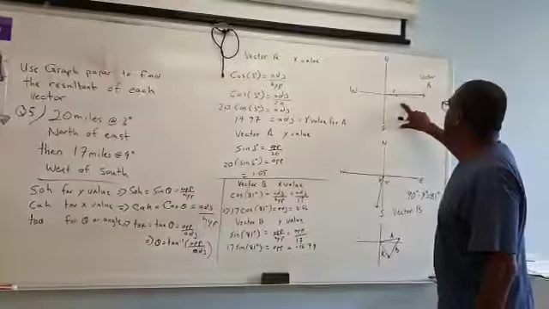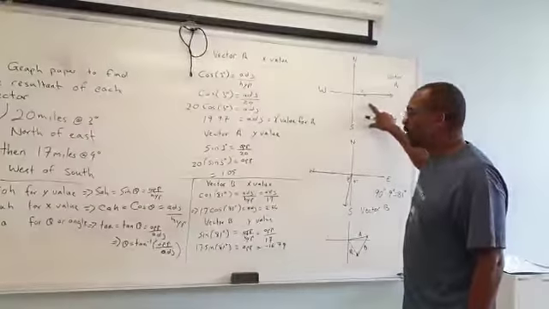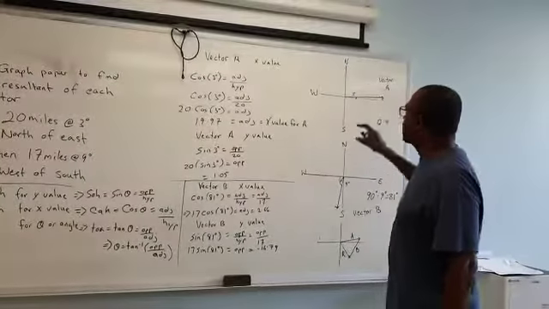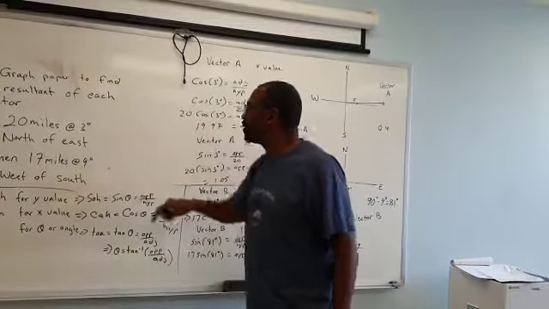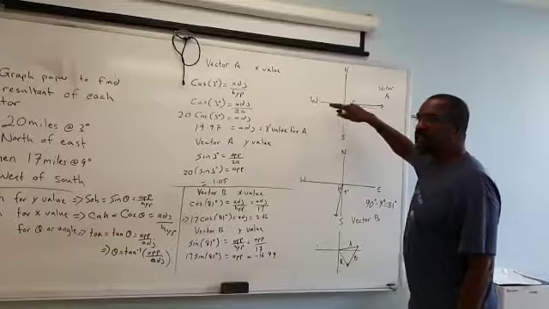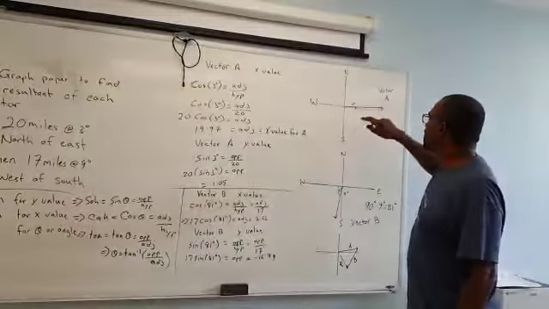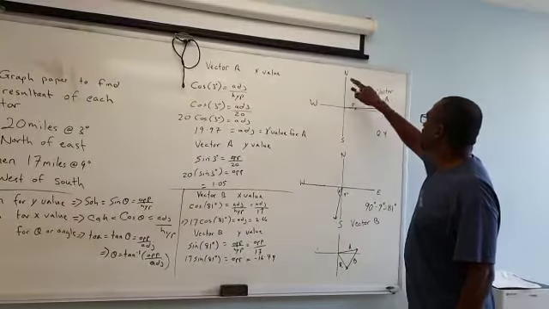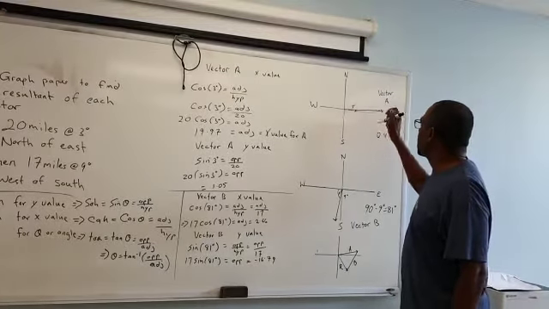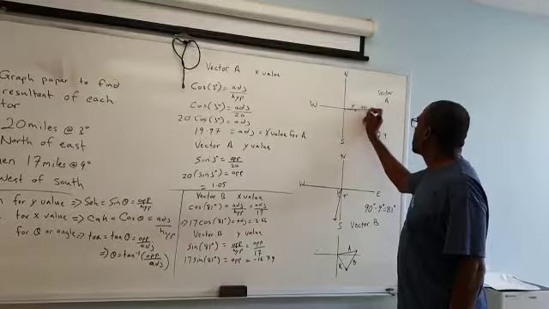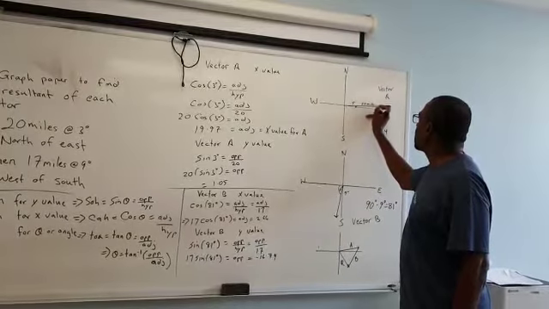First we need to find the x and y values of each of the vectors. Vector 1 is 20 miles at 3 degrees north of east. Using Cartesian coordinates, like we spoke about earlier, this is your east, north, west, and south. This is your 3-degree angle, and this is the length of the vector, 20 miles.